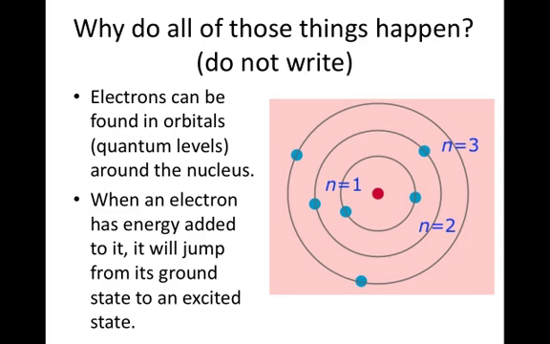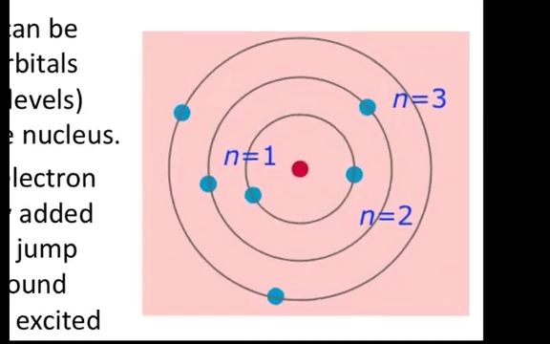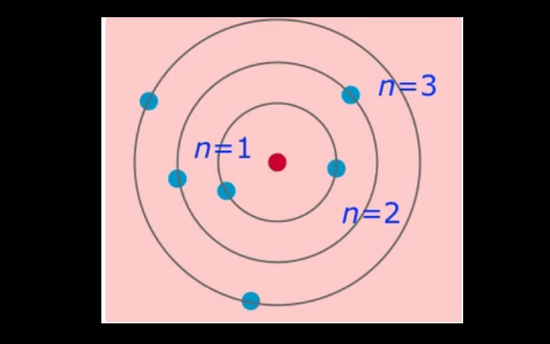Electrons can be found in orbitals around the nucleus. Okay, so you can see in this picture to the right, and in this picture right here, that these electrons are found in their little orbitals around the nucleus. Now, when an electron has energy added to it, it can jump from its ground state, where it is when it's at rest, to something called an excited state.